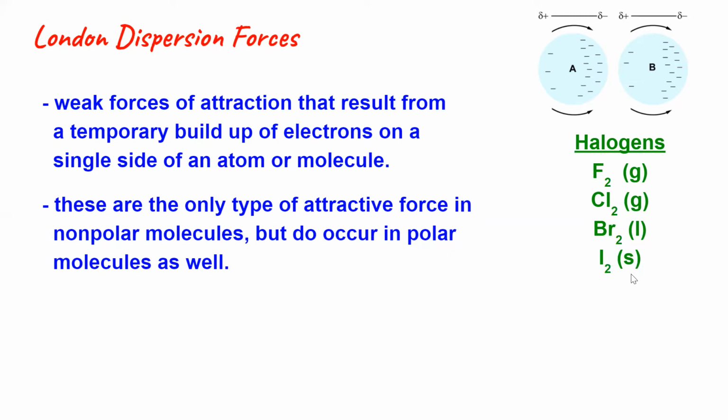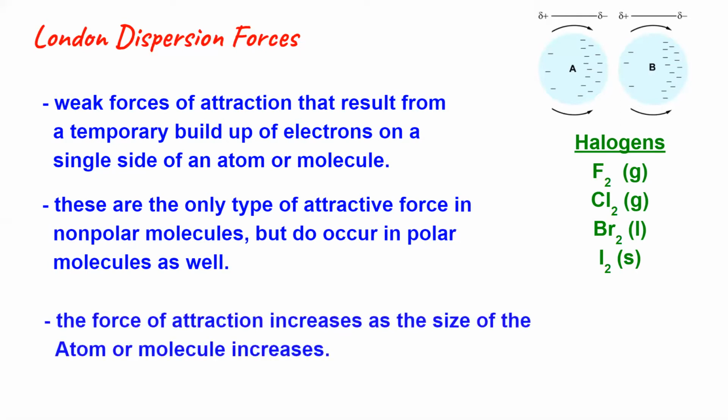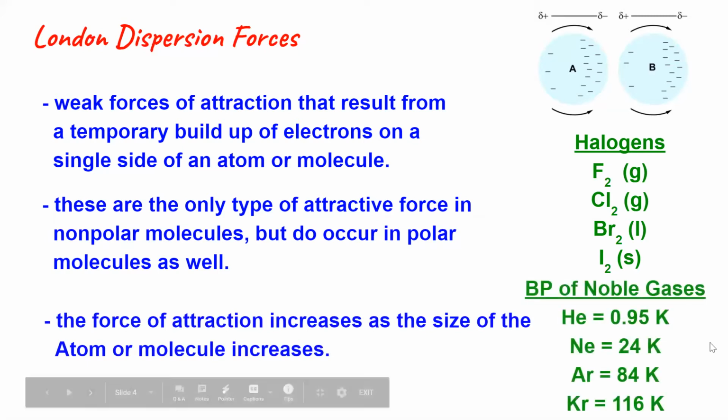So what this tells us is that London dispersion forces are really weak. But when we have a large enough molecule, they do become slightly stronger. So London dispersion forces are very much related to the size of the atom or molecule. Larger molecules and larger atoms are going to have stronger London dispersion forces. As I note in my last point there, the force of attraction increases as the size of the atom or molecule increases. And then here's just another example here, this time with the noble gases.